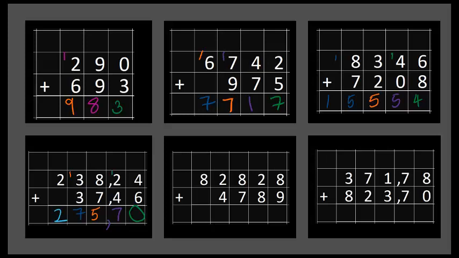Okay, next question. 8 and 9 is 17. 8 plus 2 is 10. Plus 1 is 11. Carry 1. 7 and 1 is 8, right? So 8 and 8 is 16. 6 carry 1 over. 4 plus 2 is 6. 6 plus 1 is 7. And we bring the 8 down. 8 plus 0 is 8.